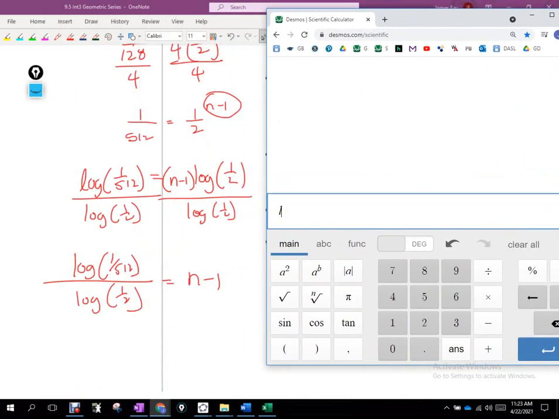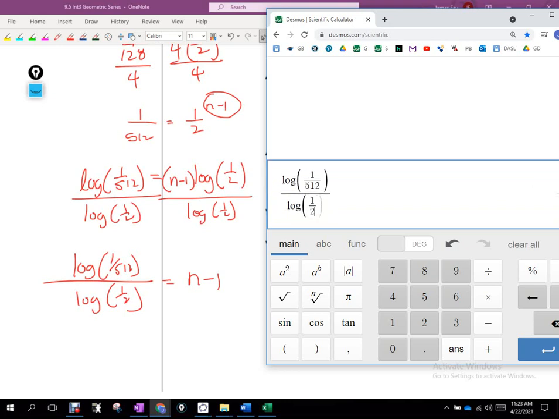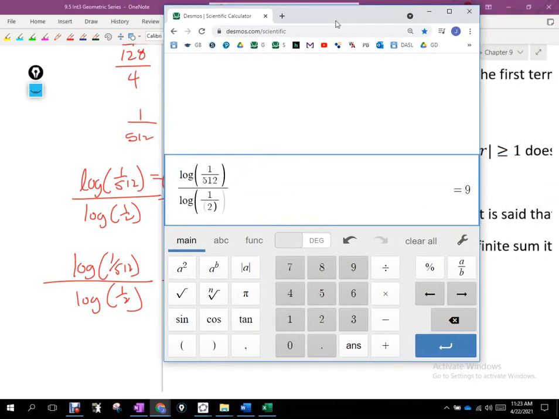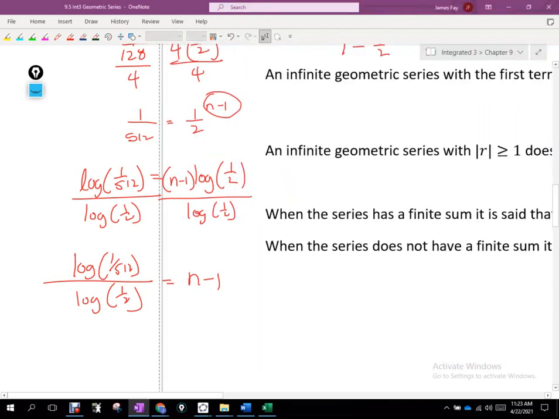If I go log of 1 over 512 divided by log of 1/2, that gives me 9. Add 1 to that, you get 10. So n would be 10 in this problem. So 9 would equal n minus 1, so 10 equals n.